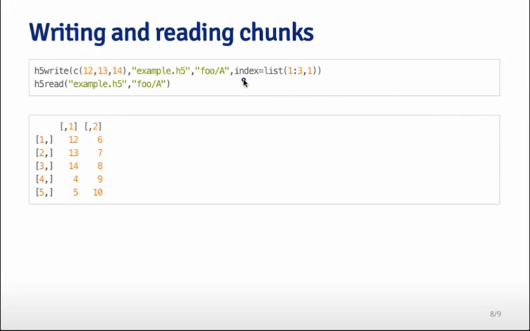You can use a similar index command to read just a subcomponent of the data set as well. So you can pass it an index, which is a list that shows the different dimensions to read. For example, if you just wanted to read the first 3 rows of the first column, you could pass this same index command to h5read.